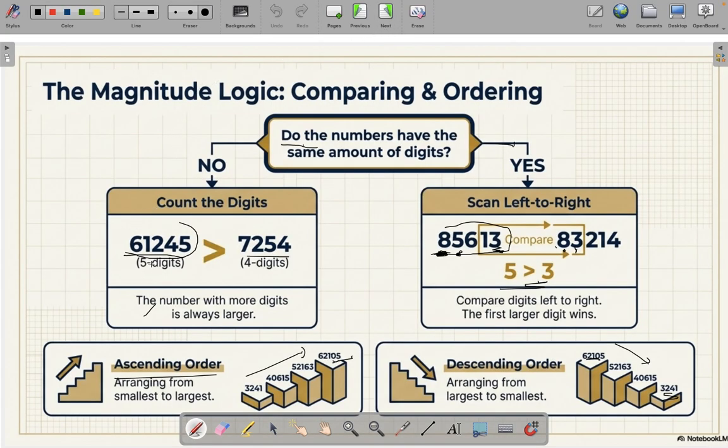Okay. Then we also discussed comparing numbers, right? When we want to compare numbers, there can be two cases. If I have two numbers and I want to compare them, the first case is when the number of digits is not the same. In that case, the number that has the larger number of digits will be greater. There's no need to compare.